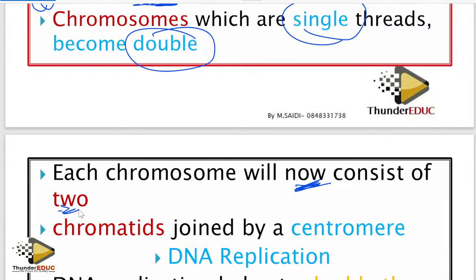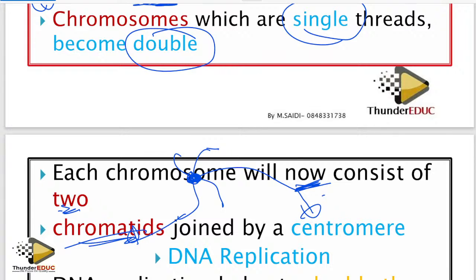It will now consist of two. Consist of two what? Yes, it will consist of two threads, or strands. It will have that and it will have that. Each strand is called a chromatid. Yes, it will have now two chromatids joined together by the center. This center is what you call the centromere.